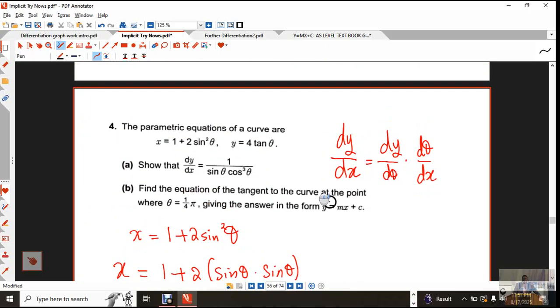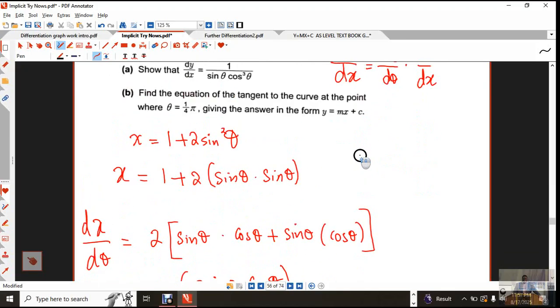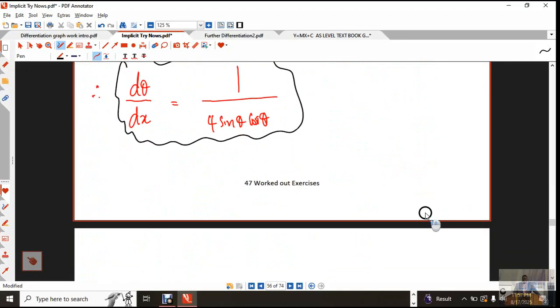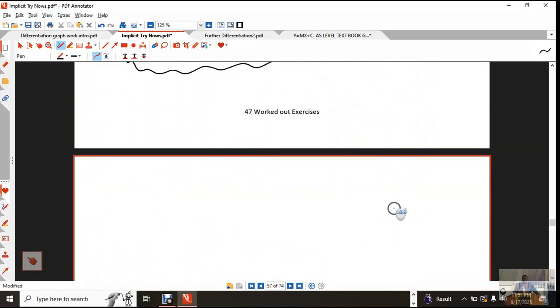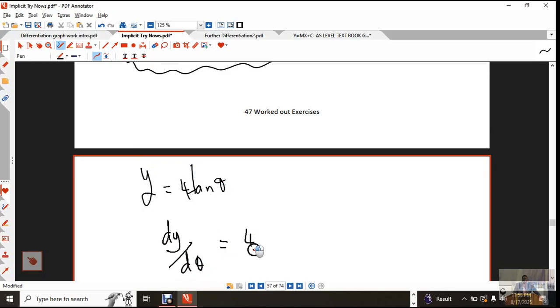So I'm going to bring the other equation down. Here it is: y equals 4 tan theta. Maybe I can just do it underneath here. The derivative of this one is very straightforward. dy/d theta will be 4 sec squared theta. There, we are done.